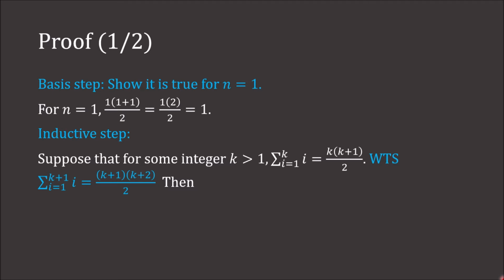So we're assuming that this is true for some integer k greater than or equal to 1. What we want to show is that it's true for the next integer. That is, we want to show that the sum from i equals 1 to k plus 1 of i is (k plus 1) times (k plus 2) all over 2.